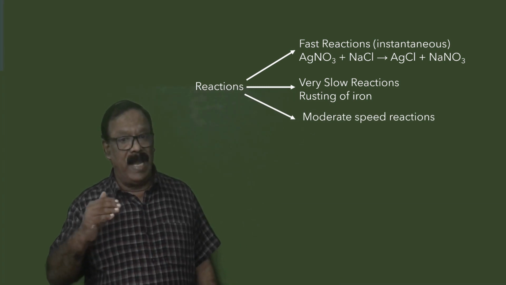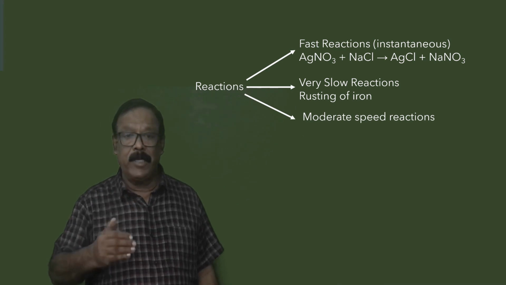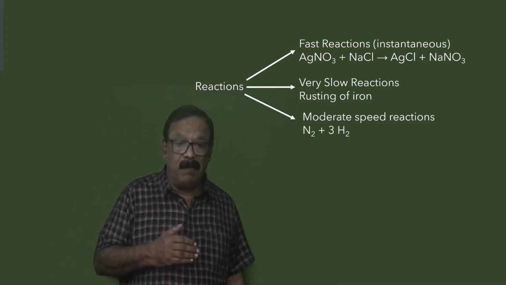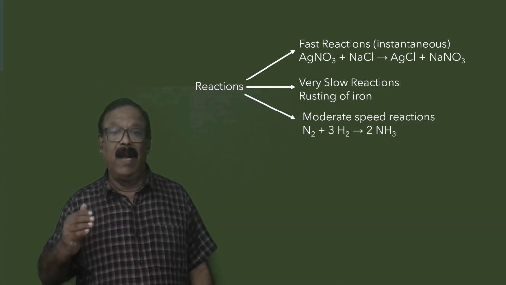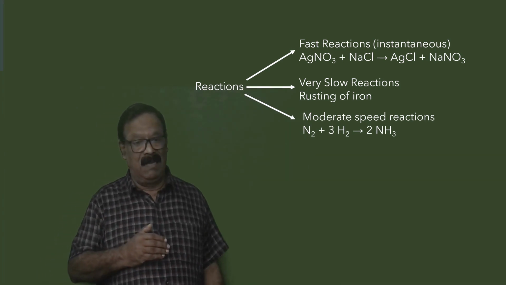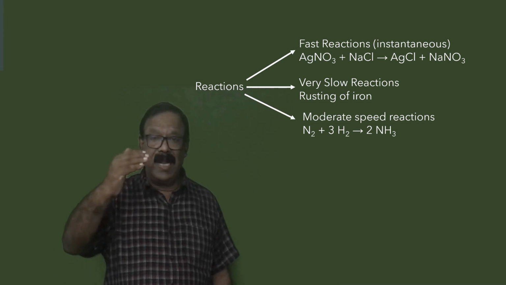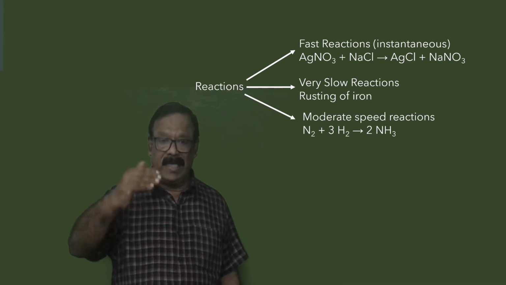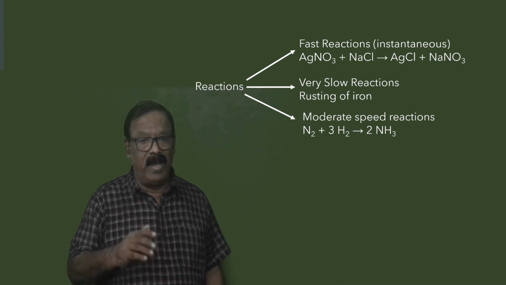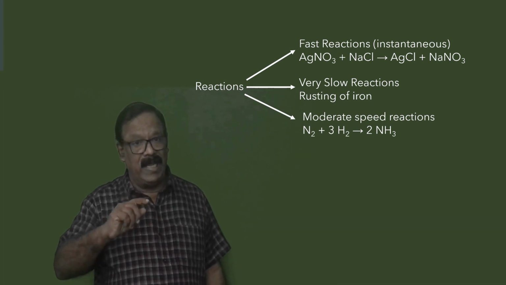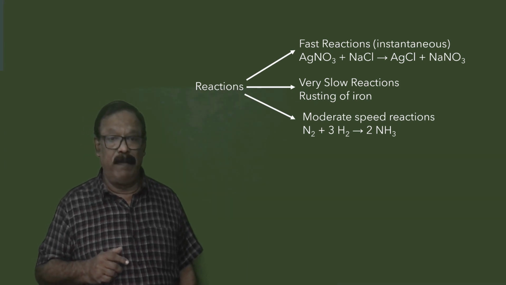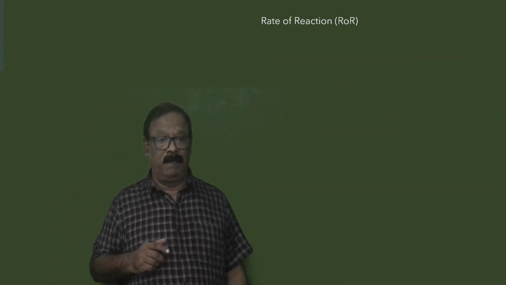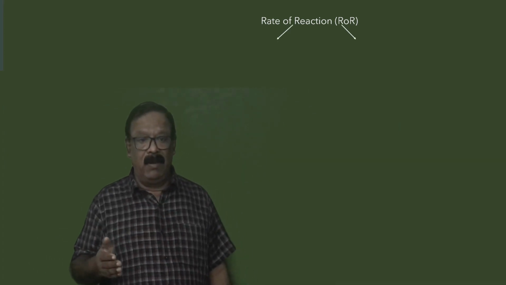In moderate speed reactions, the rate can be measured experimentally. One example is the combination of nitrogen and hydrogen forming ammonia gas. So the fast reactions and very slow reactions, that is the first two categories, we are not at all studying. We are only studying the third category, the moderate speed reactions, the speed of which can be measured. Rate of reaction, we have two different types.